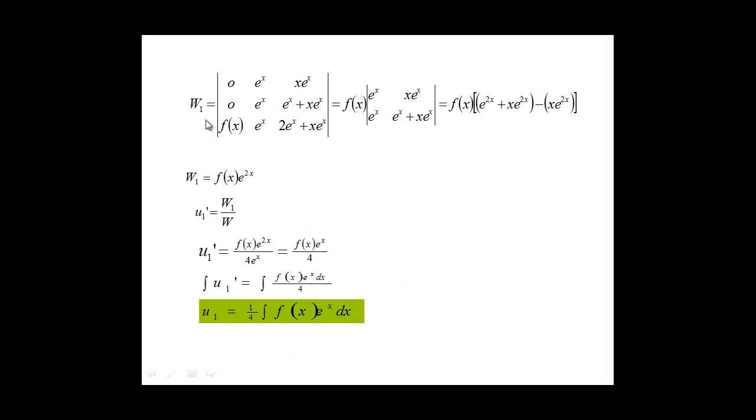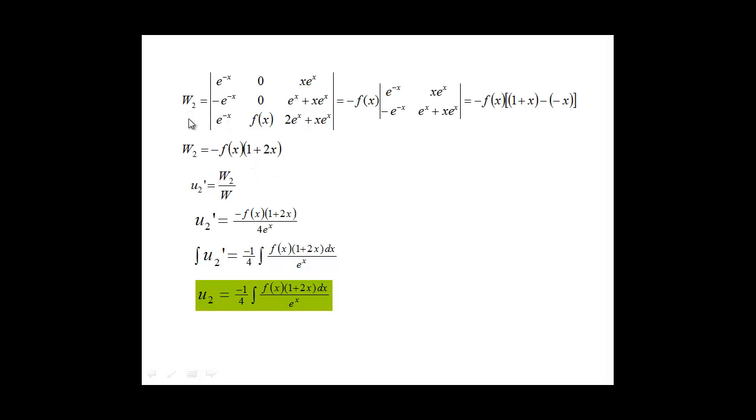Now we find w sub 1. We change the values of y sub 1 to 0, 0, and f of x. And again by 3 by 3 matrix, we get this, and if we simplify, we obtain w sub 1 which is equal to f of x e to 2x. Substituting w sub 1 and w, we'll have u sub 1 prime equal to f of x e to 2x over 4 e to x, or equal to f of x e to x over 4. Integrating both sides, we obtain u sub 1 which is equal to 1/4 times the integral of f of x e to x dx.